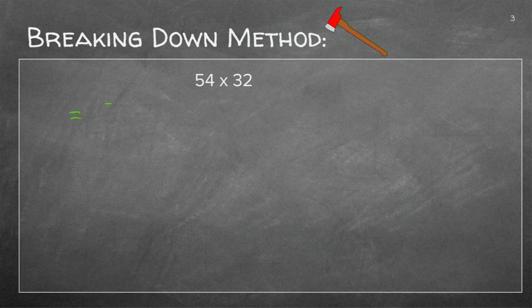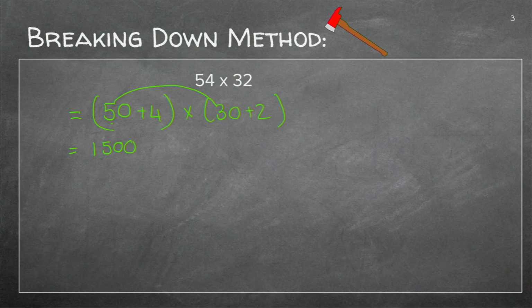I have to break these two numbers up in its value. So 50 plus 4 times 30 plus 2. 50 times 30 will be equal to 1,500. Remember your multiplication facts where we said if you multiply with 10, 100, and 1,000, you can take the zeros away, you do your multiplication, and then you put the zeros back.